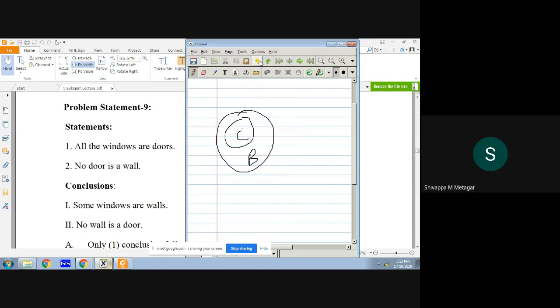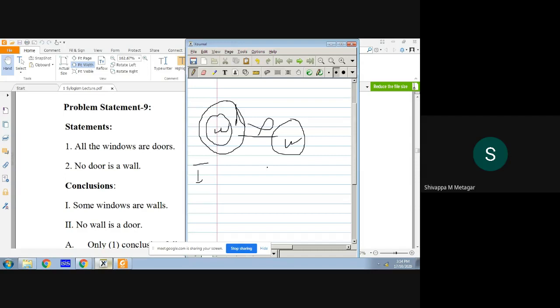What is the next question? All the windows are doors. No door is a wall. As you can see, this one is a window and this one is a door. All windows are doors, and no door is a wall. Here, the door part is in this one, but the wall is this one. There is no link between wall and door. Let's see the conclusion.